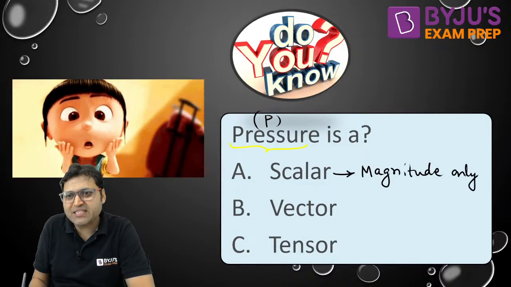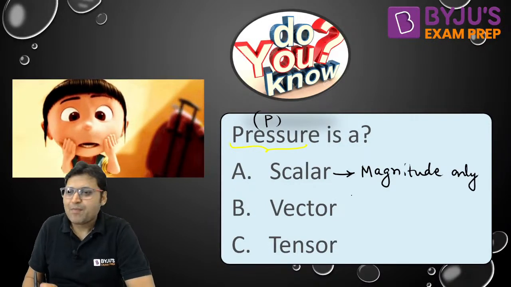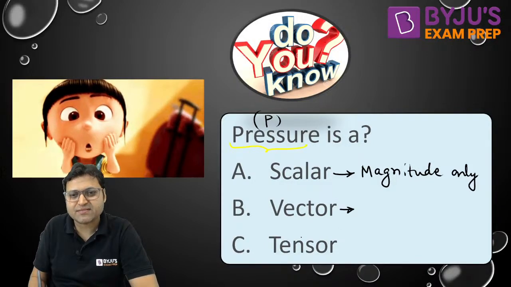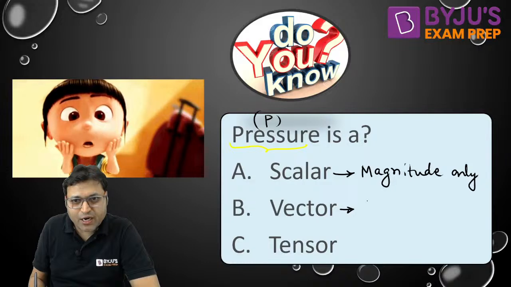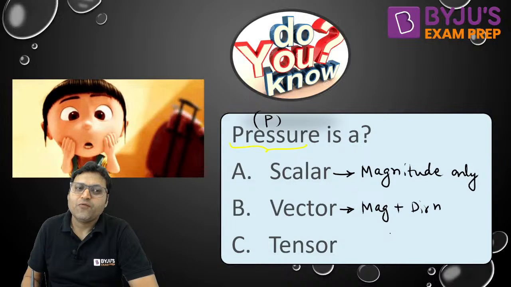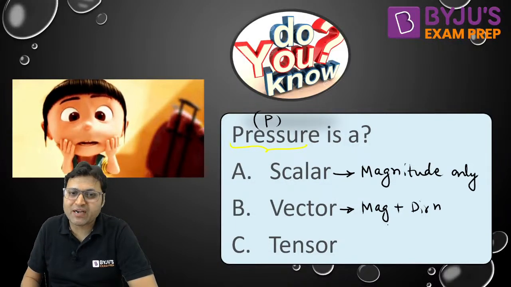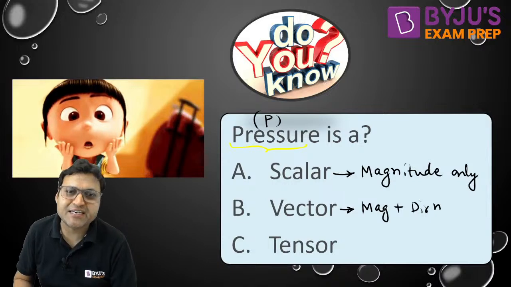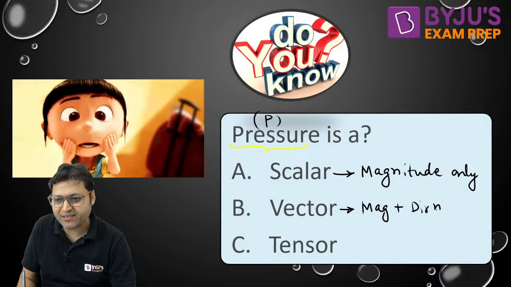Only magnitude is required. For an example, mass. Mass is a scalar quantity. Only magnitude is required to represent the mass. A vector quantity is the one which requires magnitude as well as direction. For an example, force is a vector quantity. Along with the magnitude of force, the direction in which it is applied is also important.